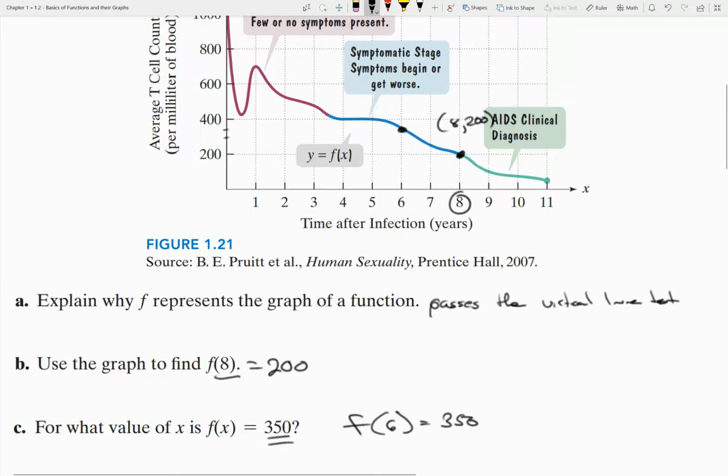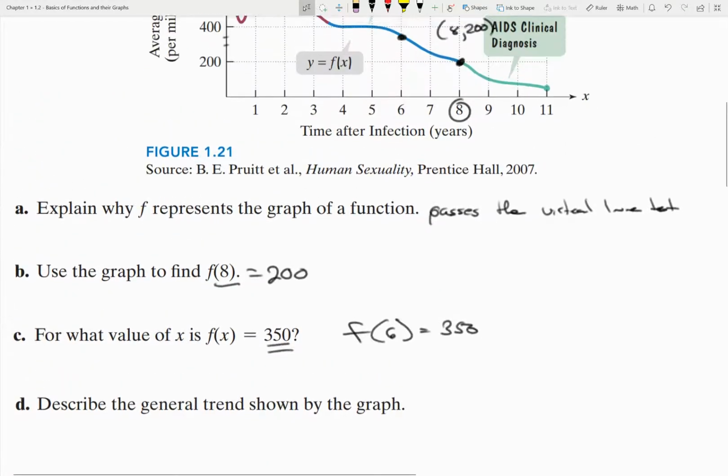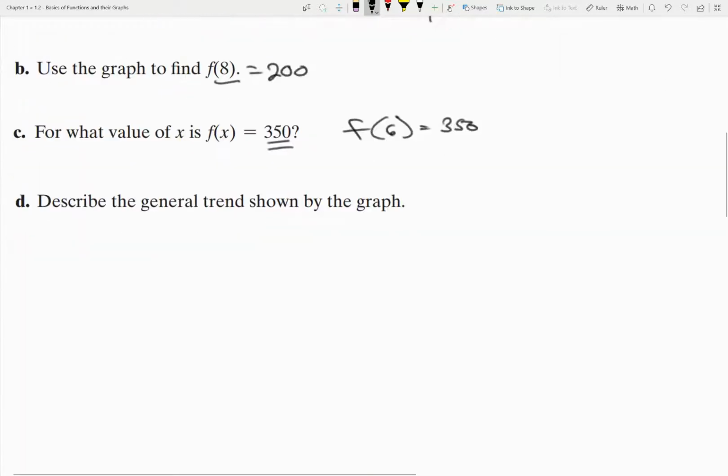Okay, and those are some things we can tell about the graph. Describe the general trend shown by the graph. Well, pretty much it's trending down. If we look at the overall where it starts, where it stops, over a number of years, the average number of T cells are going to be going down if you have this disease.